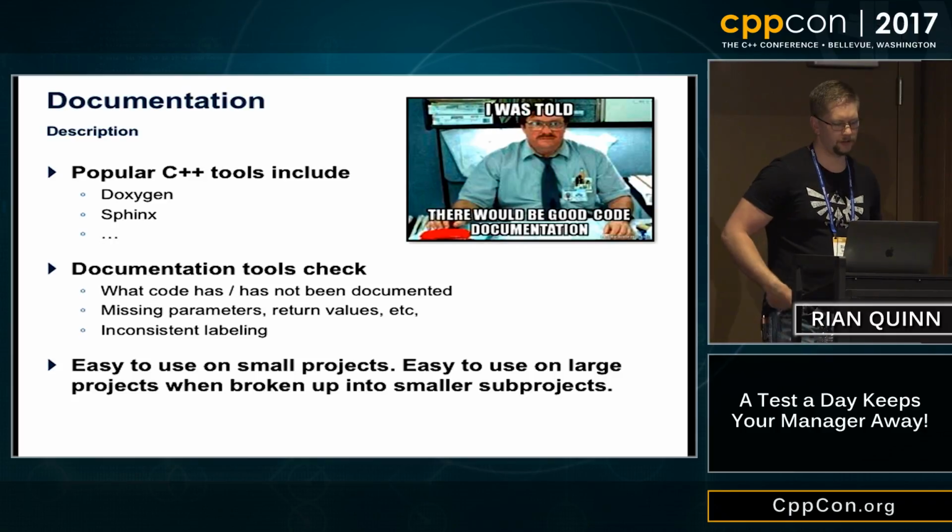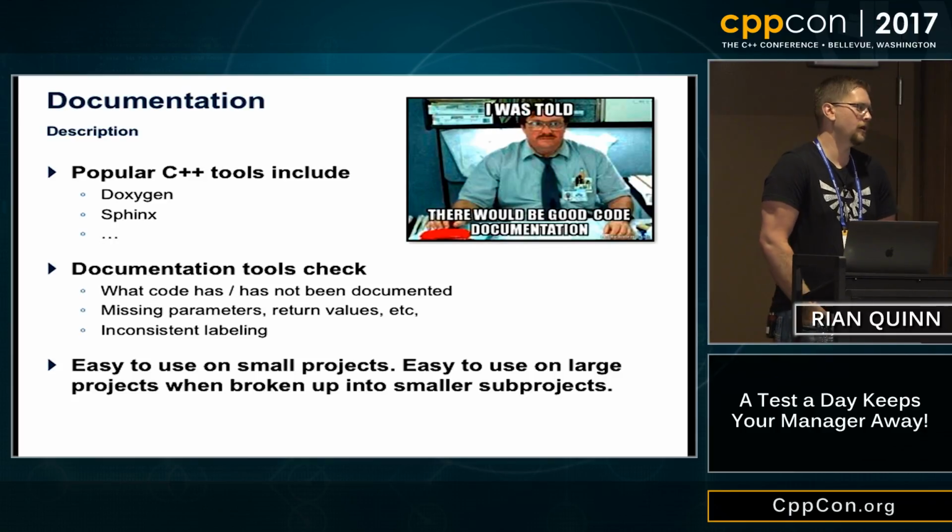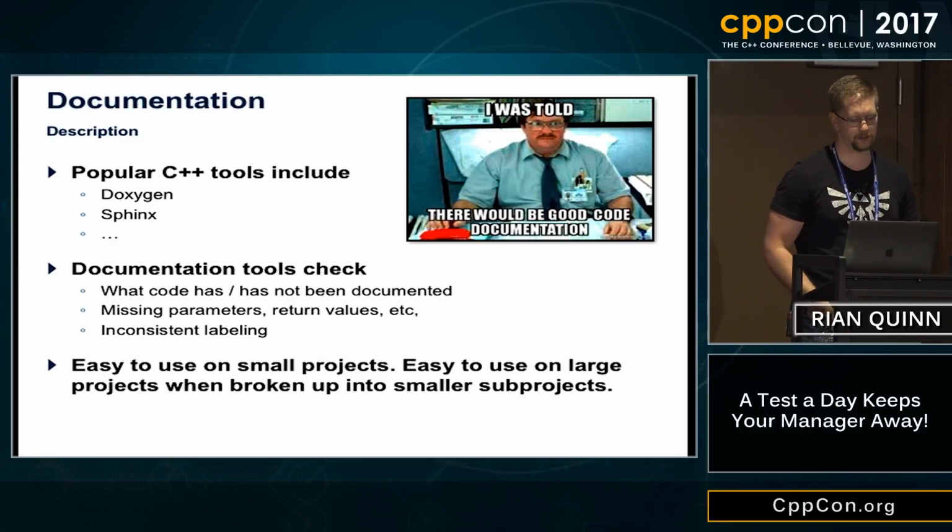Documentation is also another thing. If you happen to be using automated documentation tools like Doxygen or Sphinx, you can integrate these into your CI as well, and this Hello World has that integrated. They're good at finding all sorts of various issues like, hey, you didn't document this function, or you're missing parameters or return types or whatever.